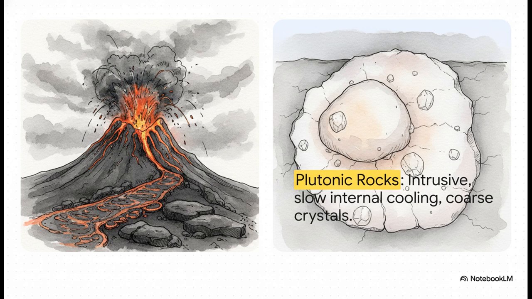But on the other side, we have plutonic rocks. These form deep within the Earth's crust. Because they're insulated down there, the cooling process is super slow, so crystallization takes a long time. This results in coarse crystals you can actually see with the naked eye, giving them a really hard, massive structure. Granite is a perfect example of these intrusive rocks.